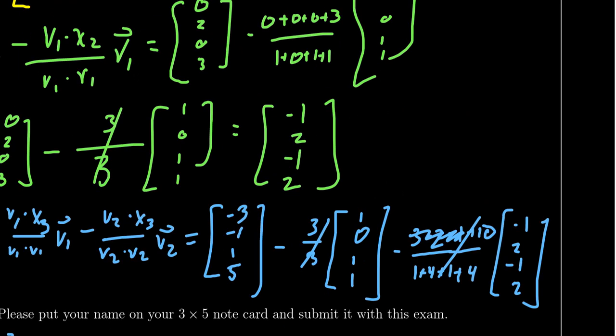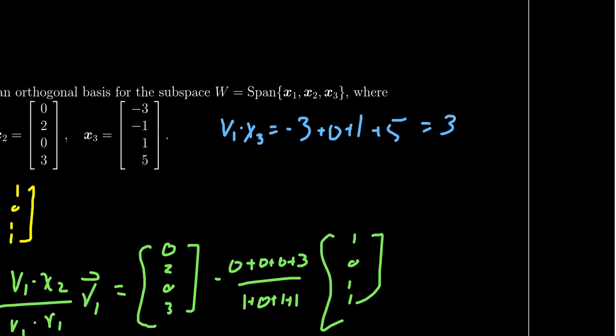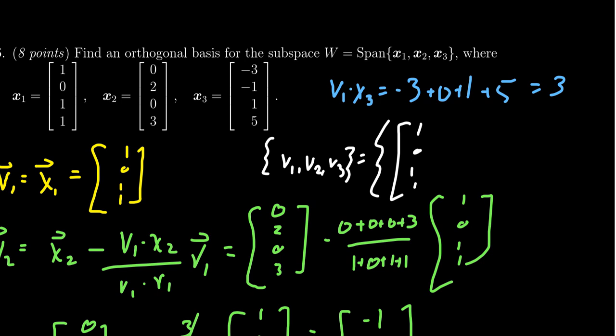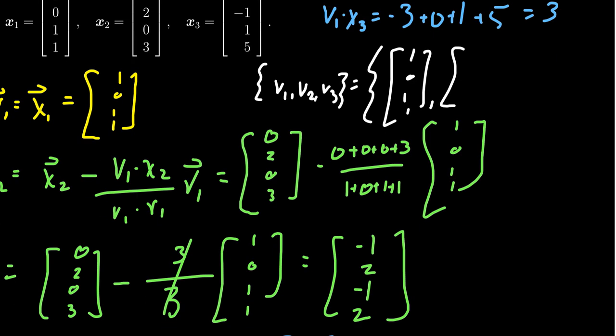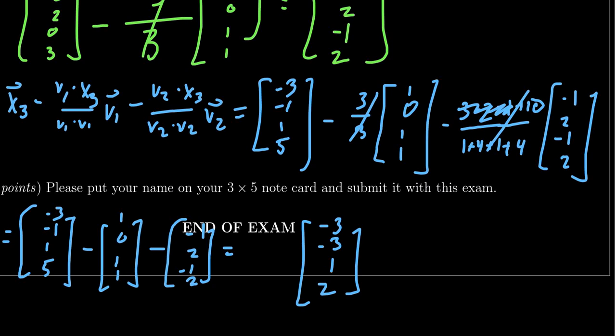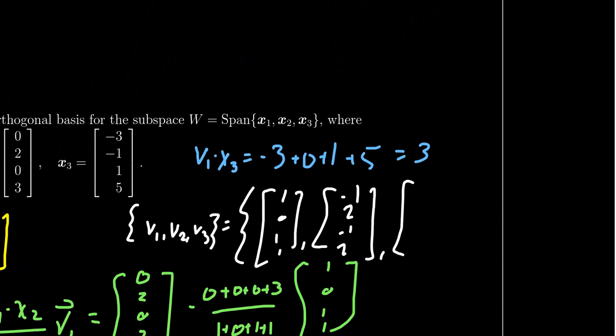So now let's record the orthogonal basis that we computed here. Our orthogonal basis is going to consist of the vectors v1, v2, v3, which, recall what we have here, v1 turned out to be 1, 0, 1, 1. V2 turned out, looking at what we had before, to be negative 1, 2, negative 1, 2. And then the last one was v3, which we saw here on the very bottom. This was negative 3, negative 3, 1, and 2, which we then record down.